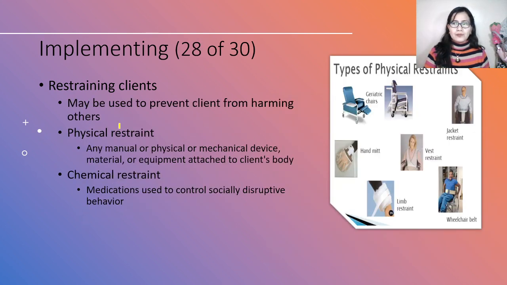Restraining can also be used to prevent the client from harming others. Physical restraining is any manual or physical or mechanical device or material attached to the client's body. So, these are actually the types. Chemical restraint, you don't need any medical device. It's just medications that are used to control socially disruptive behavior.